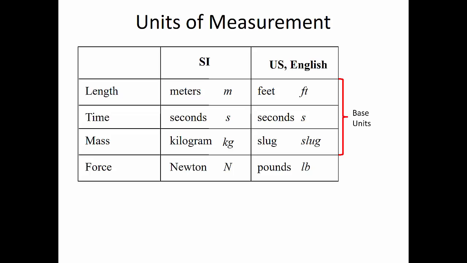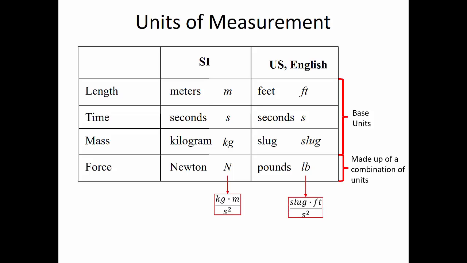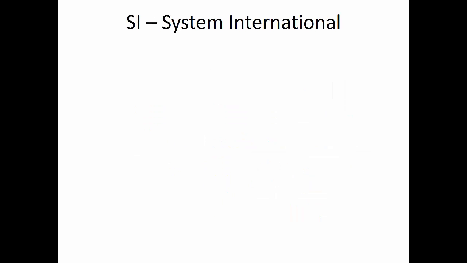Note that these units, length, time, and mass, are base units. They can't be broken down into anything smaller. Force is made up of a combination of the base units. For example, a newton is a kilogram meter per second squared, and a pound is a slug foot per second squared.